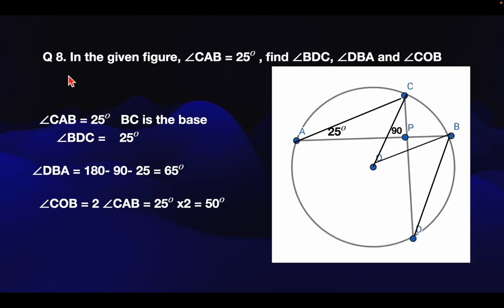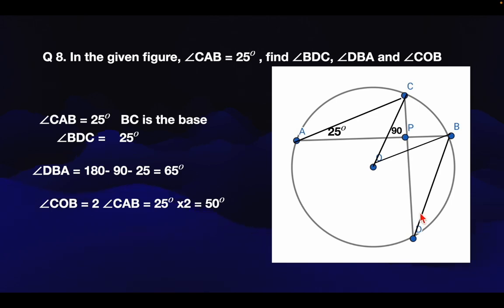Okay. Question 8. In the given figure, CAB is equal to 25. CAB, this is 25 degree. Okay. Find BDC, DBA and COB. So these two lines, this is also given. This is a 90 degree. Okay. CAB is 25. We have to find BDC. Let's see, where is BDC? Okay. What is this angle they are asking us to find?